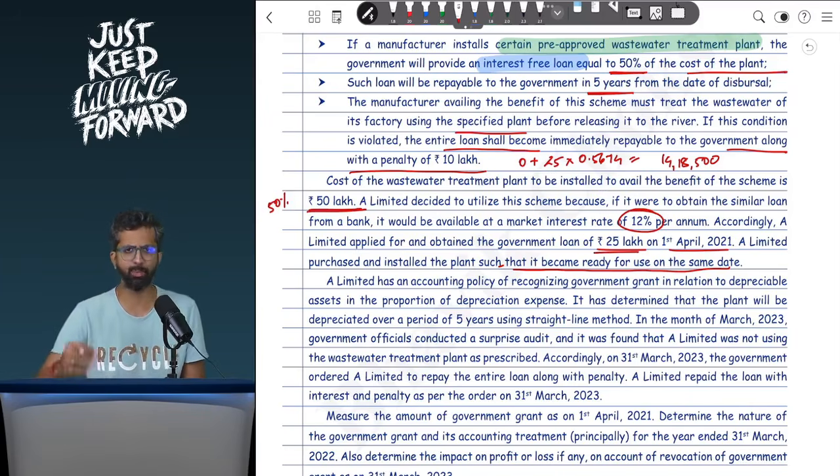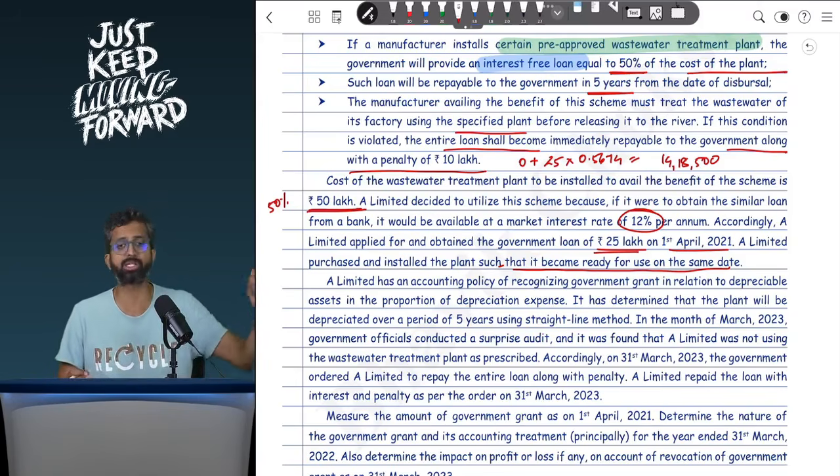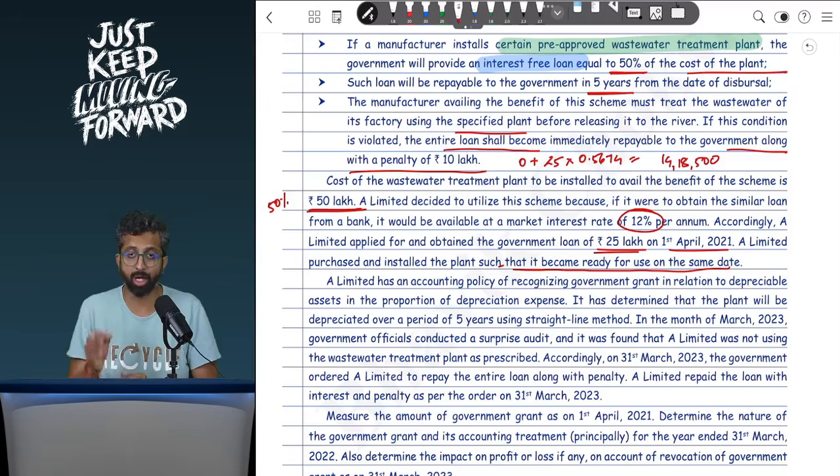So at initial recognition, obviously you will record the PPE at 50 lakhs. So PPE account debit to bank, this is 50 lakhs, and then the loan will be recorded. Bank account debit 25 lakhs to loan 14 lakh 18,500, and then the remaining, depending on how the grant is classified, 10 lakh 81,500. This is a grant to acquire a wastewater treatment plant, and hence it is a grant linked to asset. Now if it is a grant linked to asset, you can either reduce it from the cost of the asset, that is 50 lakhs minus this 10 lakh 81,000, or you can credit it to the deferred grant account and then amortize it in the ratio of depreciation. Now what is the company actually doing?